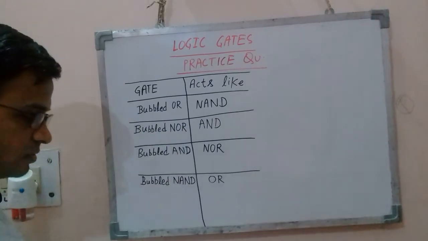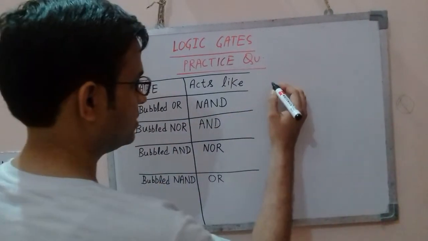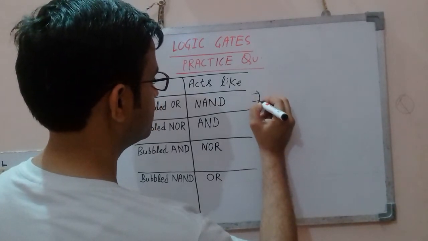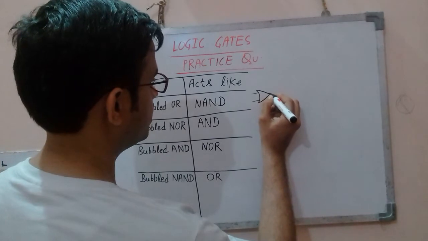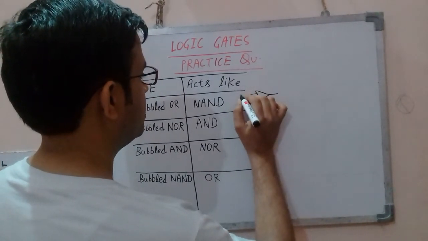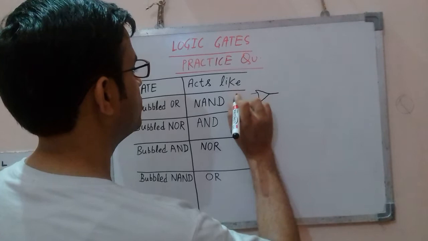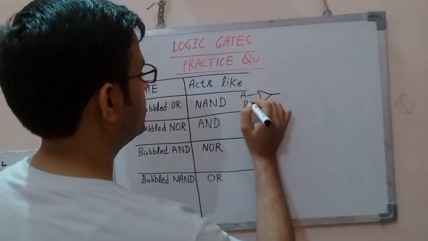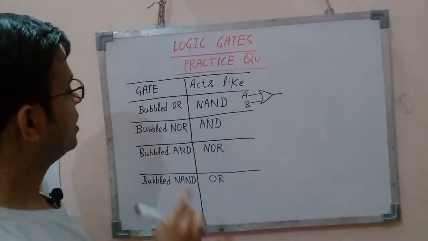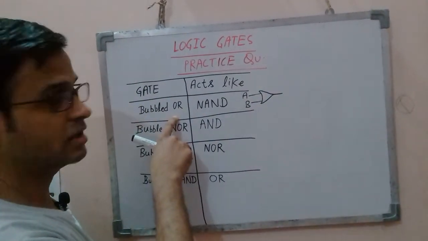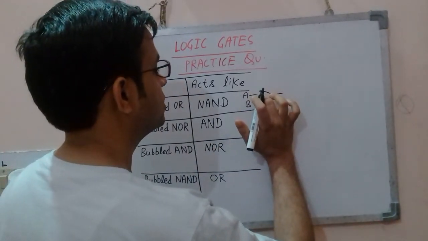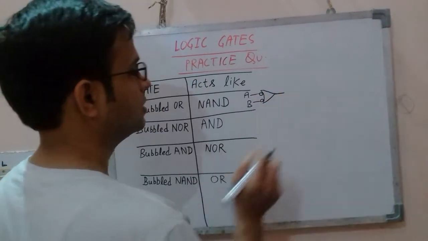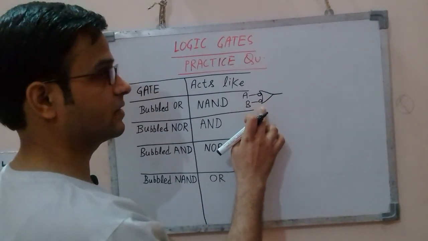See here how bubbled OR means. First of all, make your OR gate, like this. You know this is an OR gate, right? Let me assume that the inputs are A and B. This input is A, this input is B, right? Now this is the OR gate. You have to make a bubbled OR. That means put a small bubble here like this. Okay, now this becomes a bubbled OR gate, right?